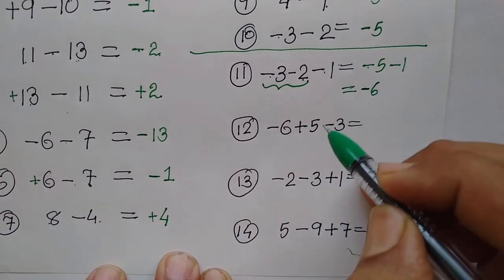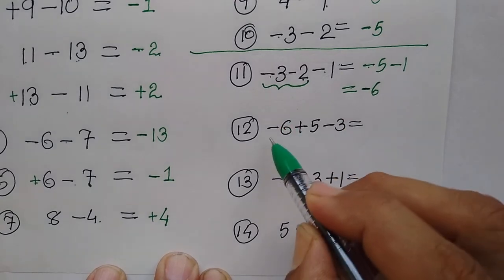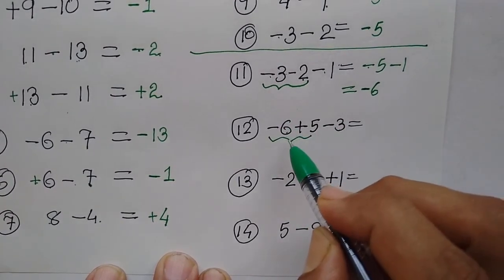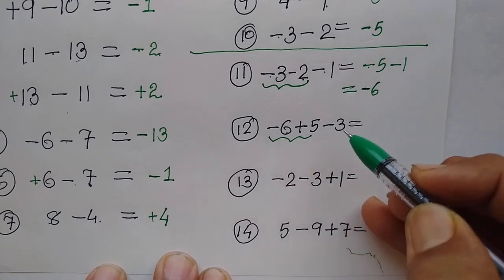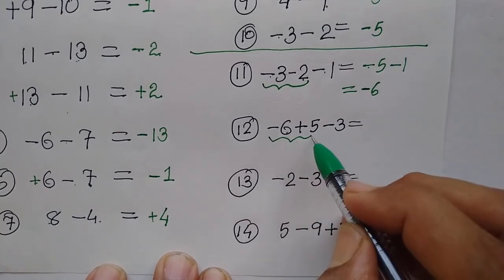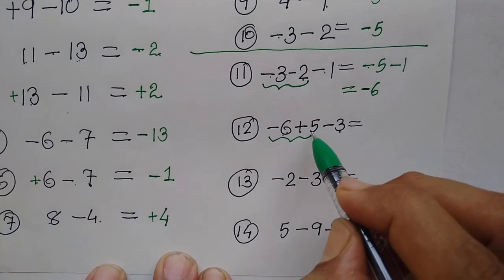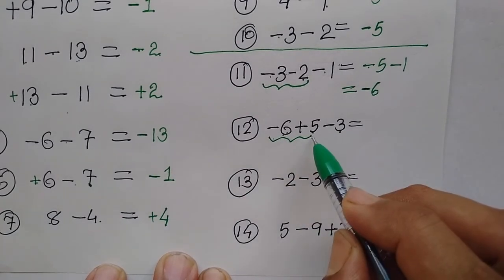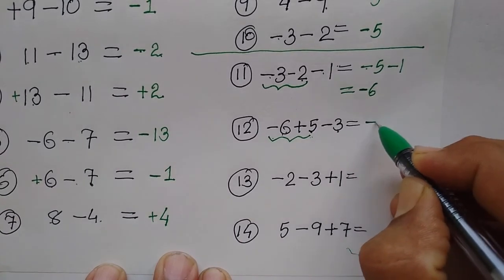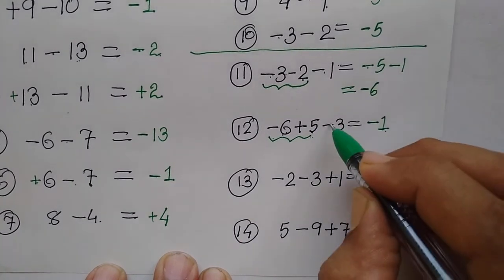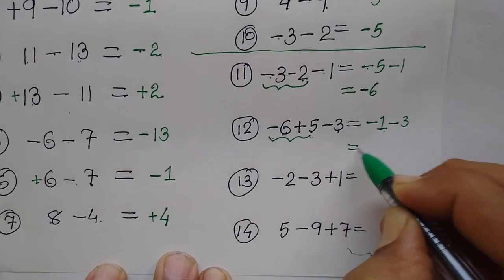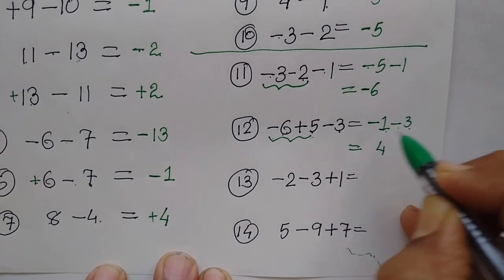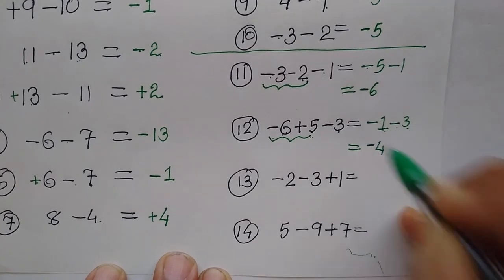Just now I taught the rule. Same rule. Now take the first two. Children, you can take any two numbers, no problem. Here I am taking the first two because I have to write something. You can take this and this also. Here opposite sign, do subtraction, bigger number sign, minus 1. And minus 3. Same rule, same sign, do addition, 3 plus 1, 4. Bigger number sign, minus 4.